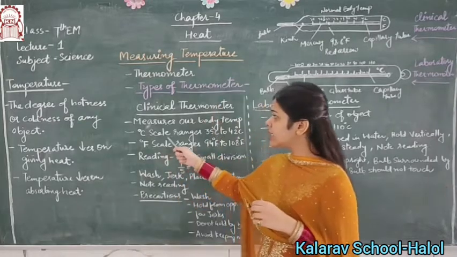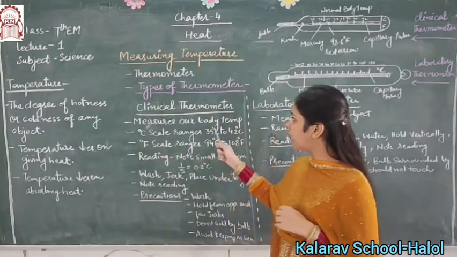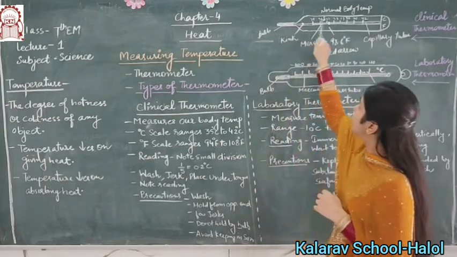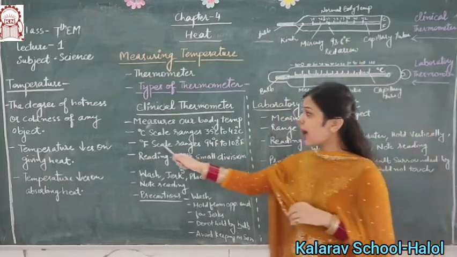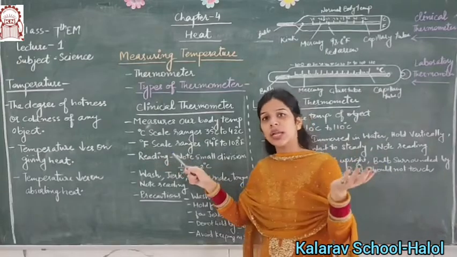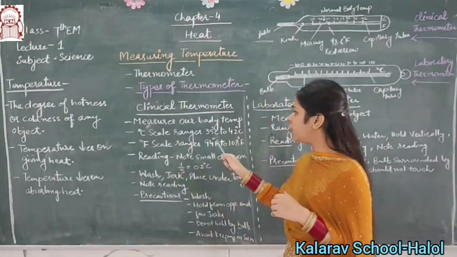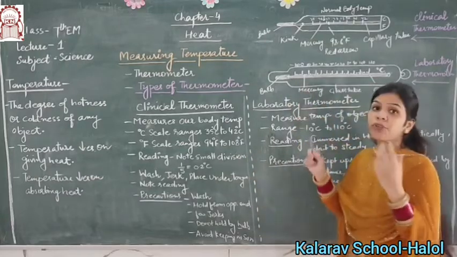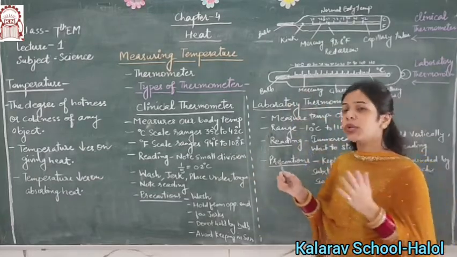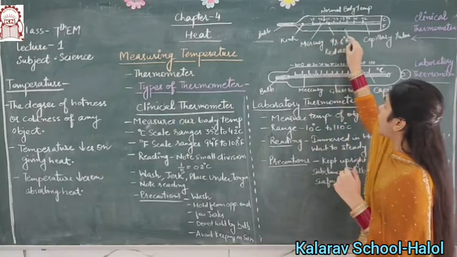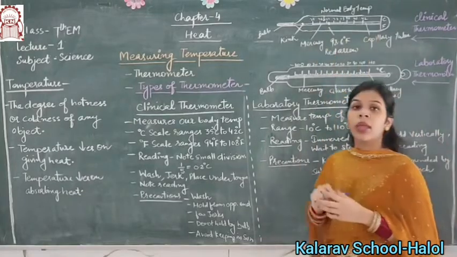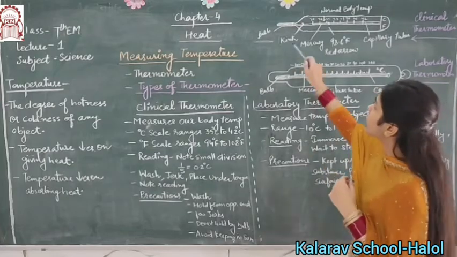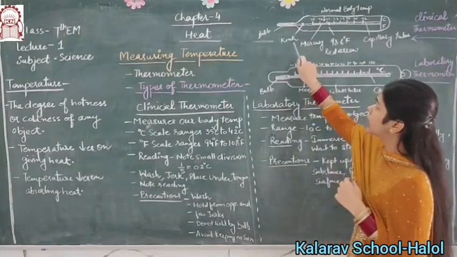The degree Celsius scale ranges from 35 degree Celsius to 40 degree Celsius, as you can see here. The Fahrenheit scale, which was used earlier, ranges from 94 degree Fahrenheit to 108 degree Fahrenheit. If you have a thermometer at home, you can see the Fahrenheit reading is written here. If you see the construction of this thermometer, you can see a bulb. Here it is a kink.